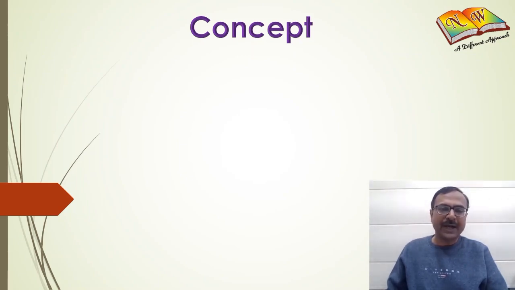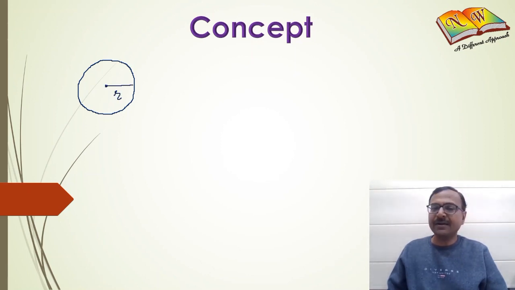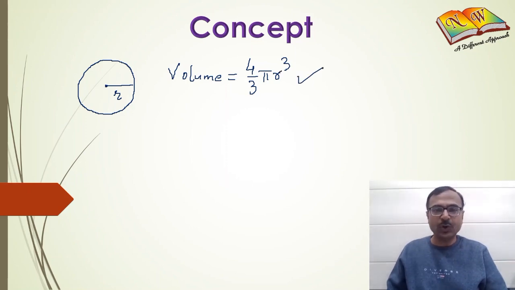So you all know that a sphere has only one variable, that is its radius. And the volume of a sphere is given by the formula 4 by 3 pi r cube. But from where did we get this formula 4 by 3 pi r cube?